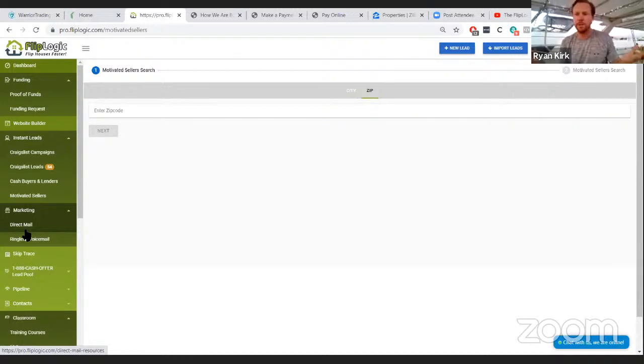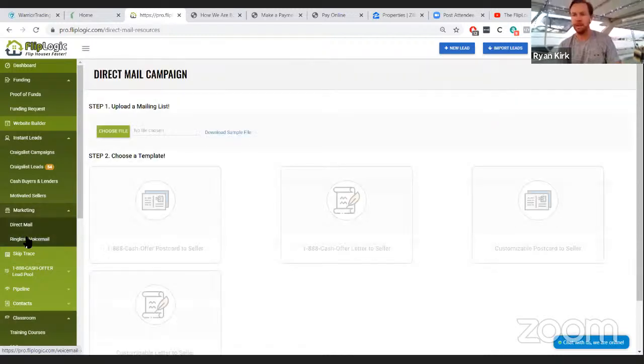Two easy ways to market to that list are going to be direct mail, because it's super targeted. It gives them something physical in their hands. So direct mail, or ringless voicemail. And while ringless voicemail is cheaper, right? Because ringless voicemail is only going to cost you almost a nickel, 6 cents, or as low as 6 cents, depending on what volume tier of credits you buy within FlipLogic.